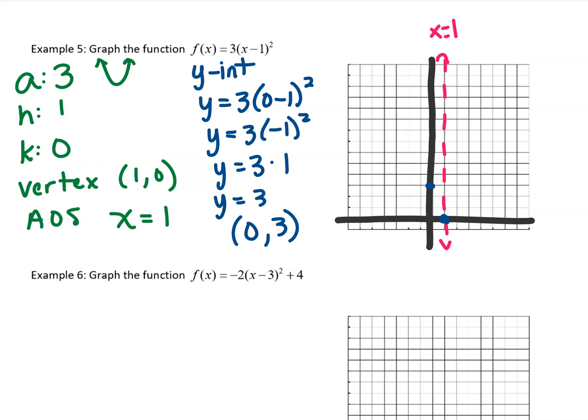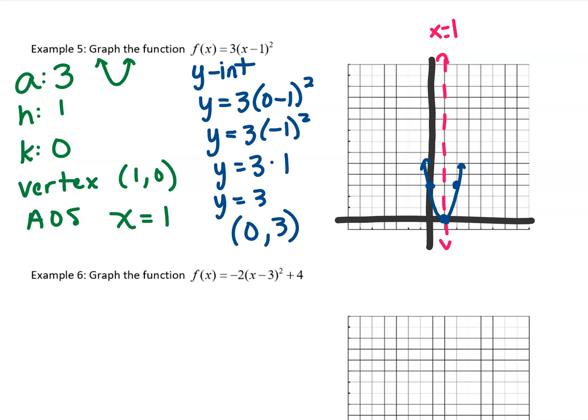We can get another point by using the axis of symmetry. Just reflect that point over the axis of symmetry. So if we had one here, we're going to have this one over here, right there. And we're just going to sketch it. It's narrow, so don't try to make it go too far. Be sure that you put arrows on top.